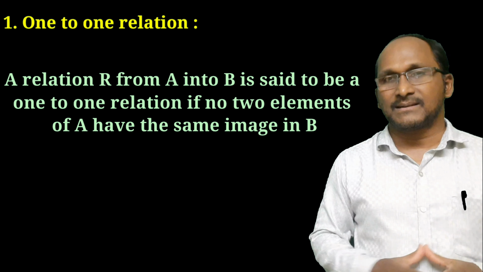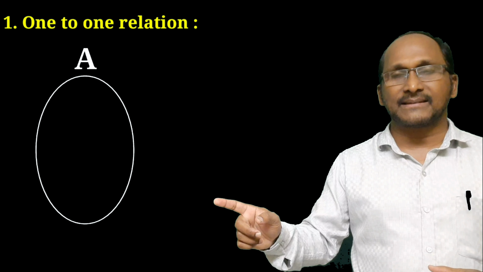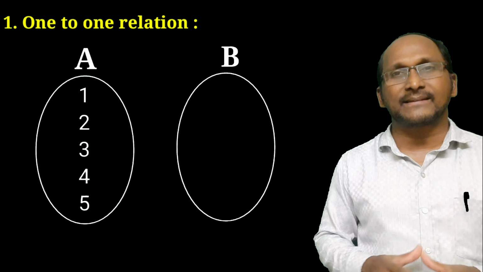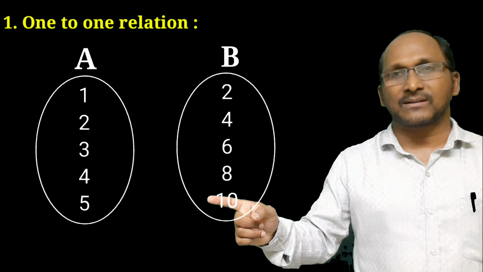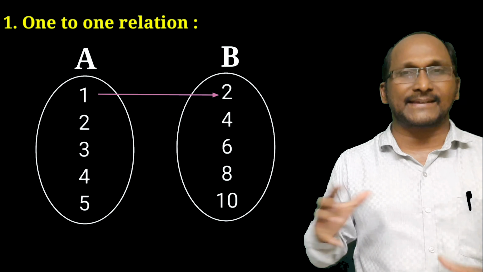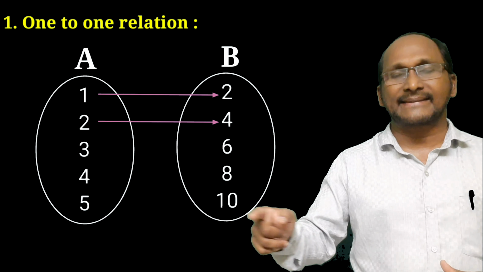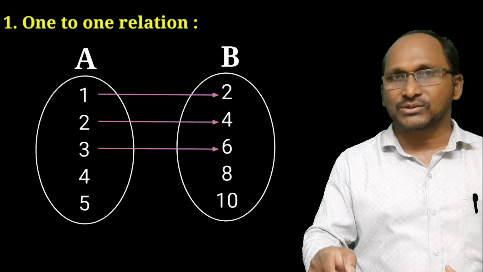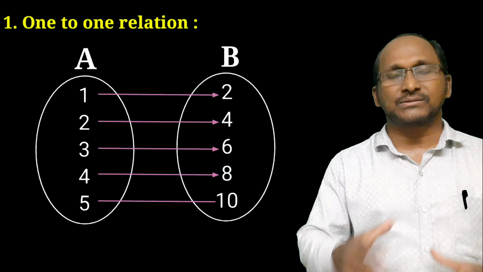For this definition, let us take one example. Set A contains the elements 1, 2, 3, 4, 5 and the set B contains the elements 2, 4, 6, 8, 10. Now, the element 1 of the set A is related to the element 2 in the set B. 2 of A is assigned to 4 of the set B. 3 is related to 6. 4 is to 8 and 5 is to 10.